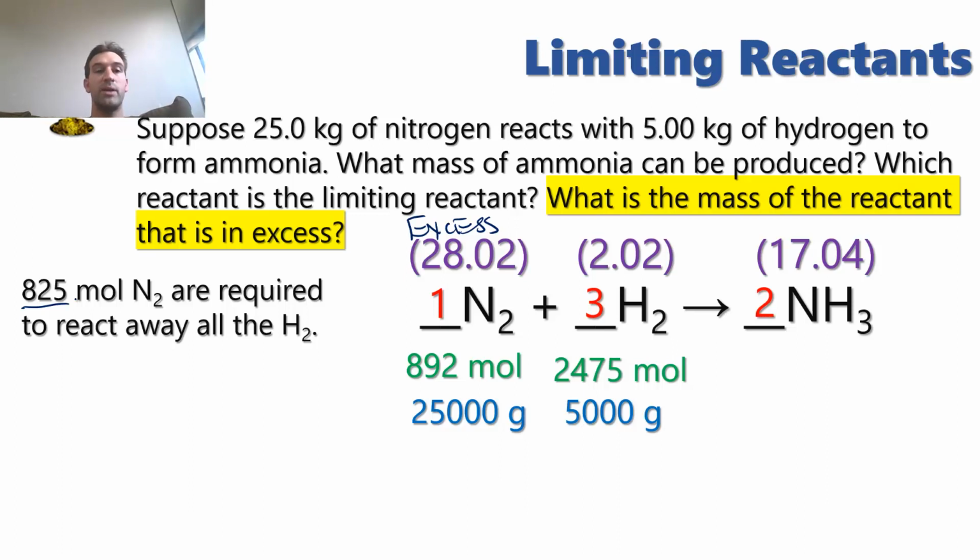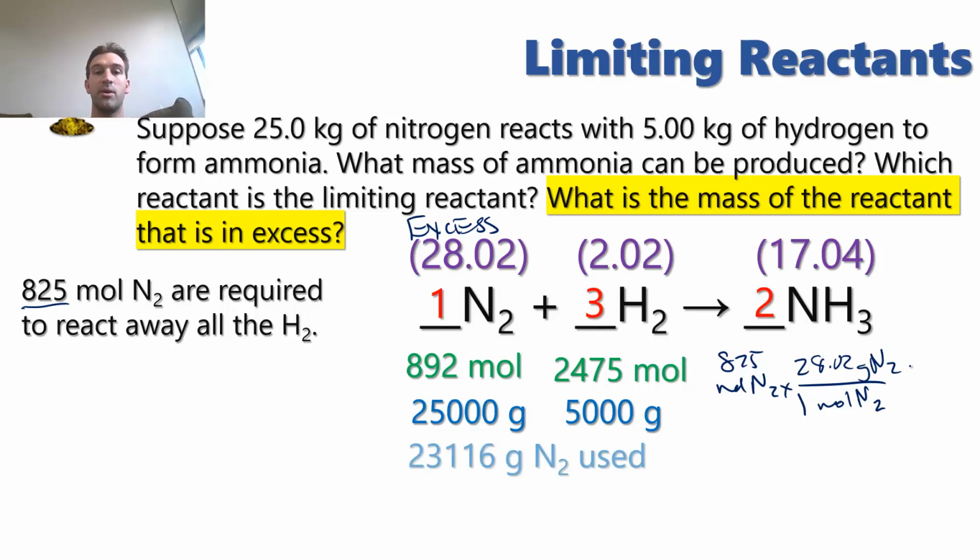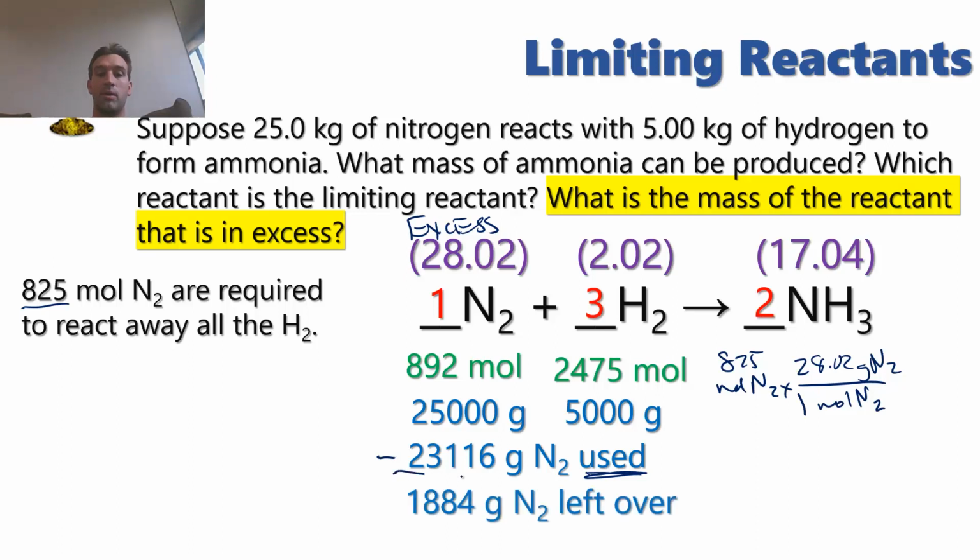So if I start with 825 moles, I can do a quick conversion, take my 825 moles of nitrogen. We'll use molar mass to go back to grams. So 1 mole of nitrogen was 28.02 grams of nitrogen. By multiplying those together, we find that we get 23,116 grams of nitrogen that got used up in the reaction. If I'm trying to determine how much is left over, I take the starting amount, my 25,000 grams, subtract away the used amount, and what I end up with is the leftover. 1,884 grams of nitrogen is excess, is left over when it's all said and done.